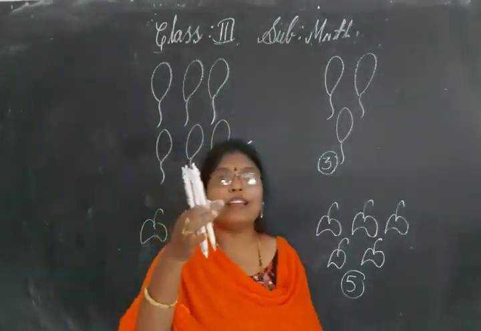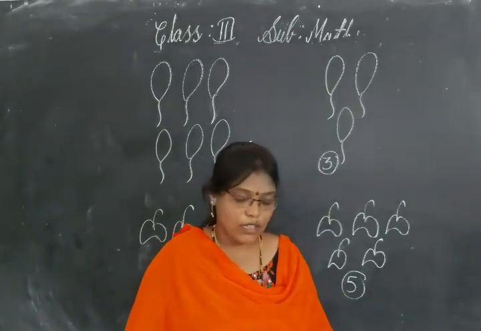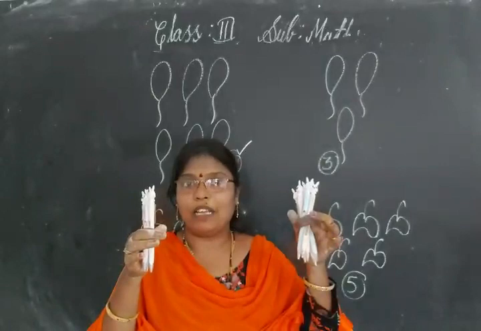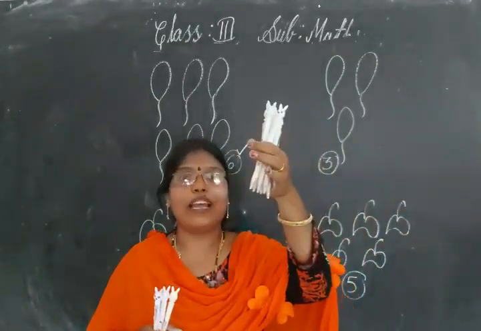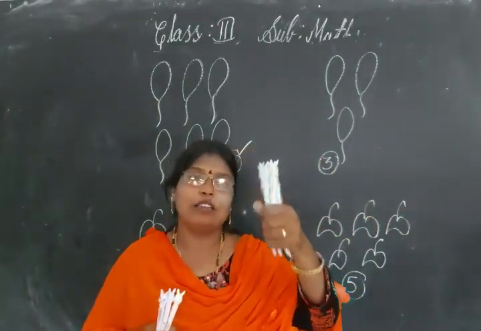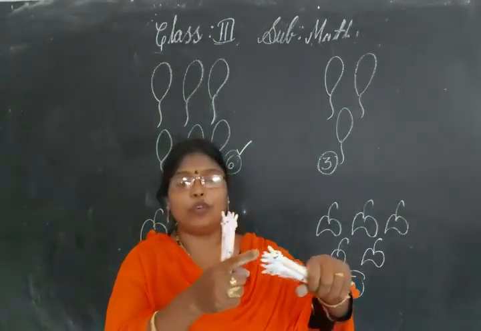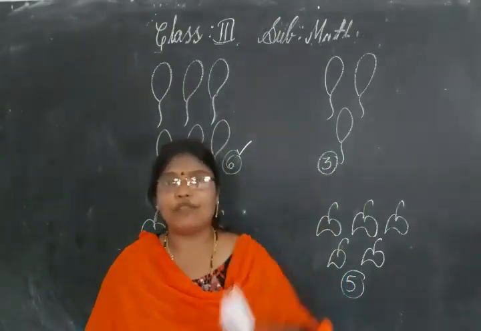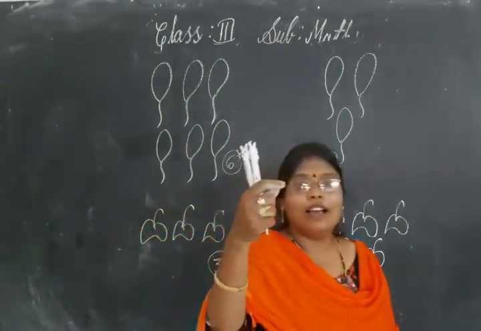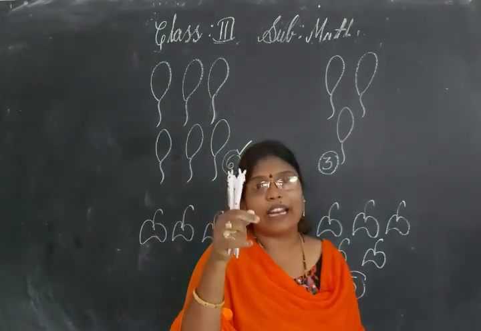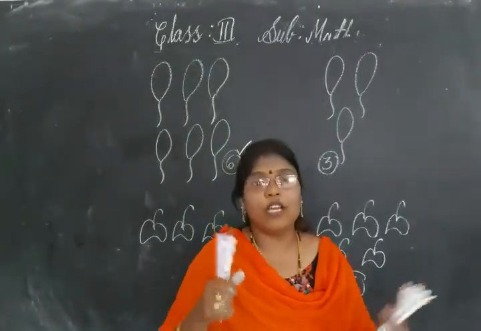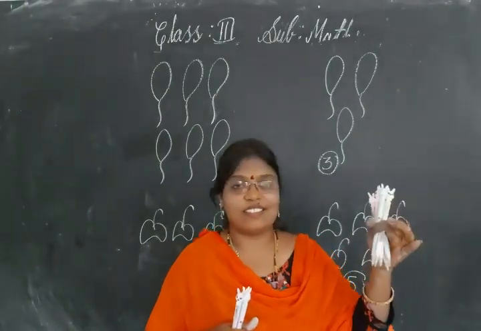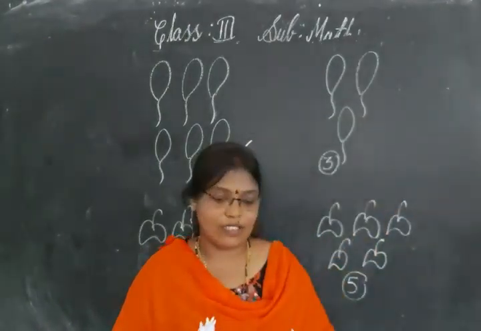See children, what do I have in my hands? Pencils. Children, here I have pencils in my hands. How many pencils do I have on my left hand? See, 1, 2, 3, 4, 5, 6. So I have 6 pencils on my left hand. How many pencils do I have on my right hand? 3. In which hand do I have more pencils? Yes, on my left hand. Very good.